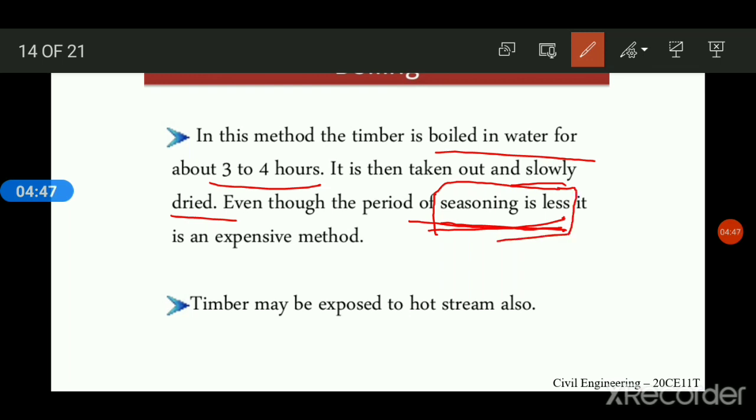But the boiling method of seasoning is a very expensive method. Boiling in water, or exposing the wood to the action of steam spray, is a very quick but expensive process of seasoning.